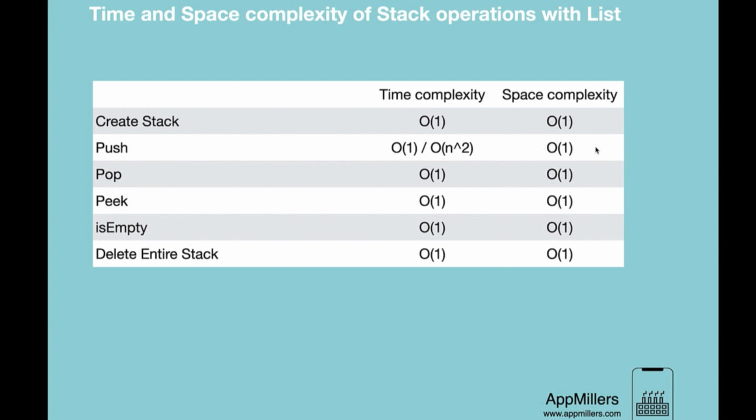So the last operation over here is delete entire stack. Deleting the entire stack also takes O(1) time complexity, because here we are just setting the list to None. So it takes O(1) time complexity. Now it's obvious that the space complexity will be O(1) also, because here we are not inserting any element into the memory. We are just deleting all elements from the memory. That's why it takes O(1) space complexity.